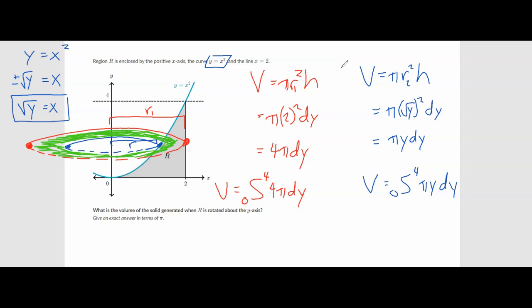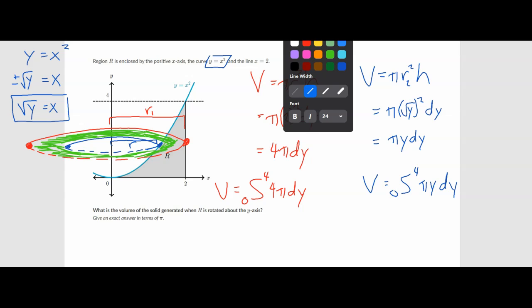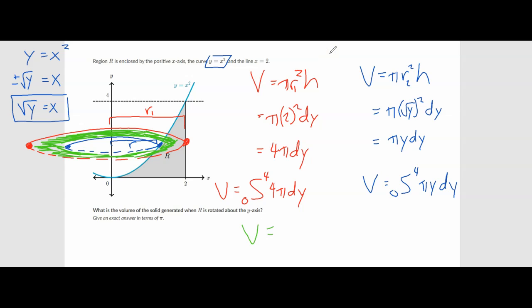Now, if I want the volume of the green solid, which would actually be stacking those green washers on top of each other, well, that's going to be equal to the volume of all the red disks summed together, so 0 to 4, 4 pi, minus, sorry, let's not forget our dy. You know what? Let's color coordinate this. A little OCD, but that's okay. So the volume of the green solid is the volume of the red minus the volume of the blue.